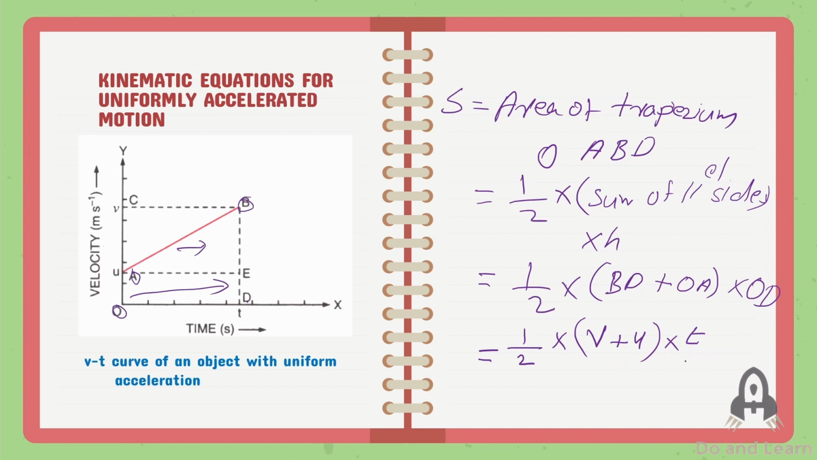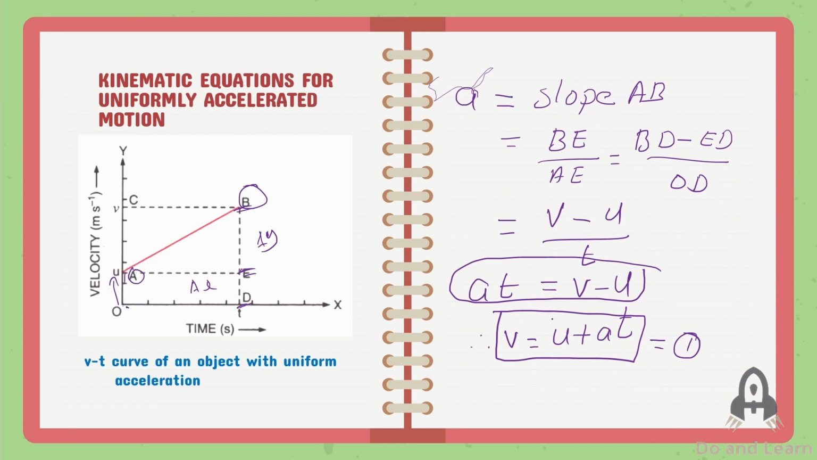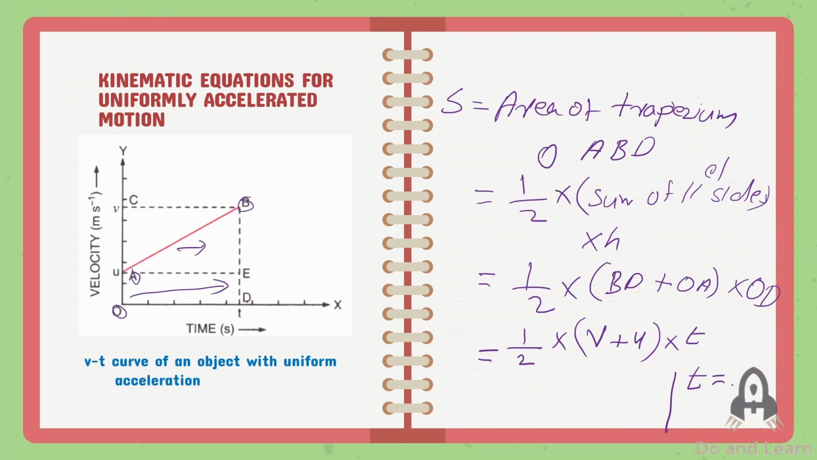So now put the value of T in this equation. Previously, from this graph, from this equation, you have to get the value of T. We have T is equal to V minus U divided by A. Apply this in this equation. T is equal to V minus U divided by A. Put these values here. That is equal to 1 by 2 multiply V plus U multiply V minus U divided by A.